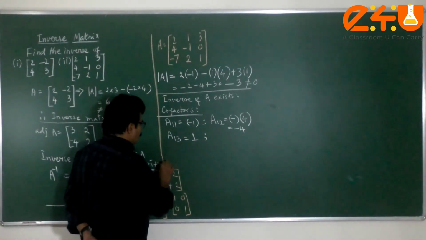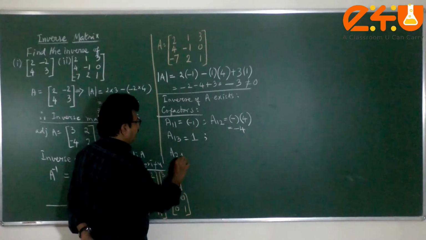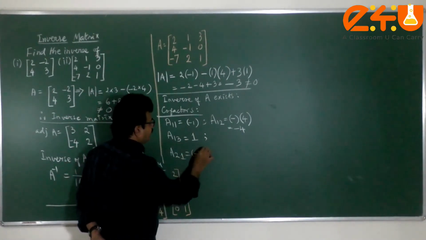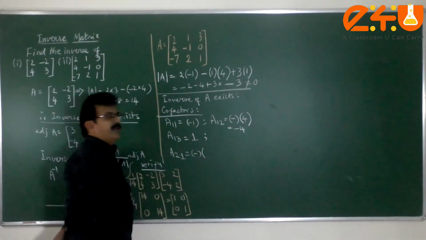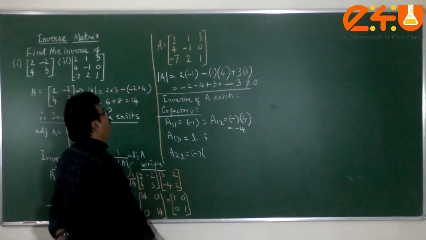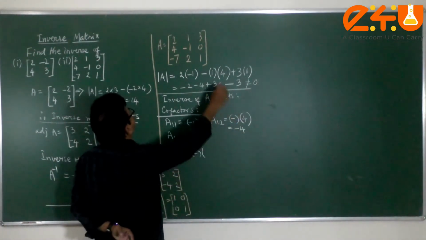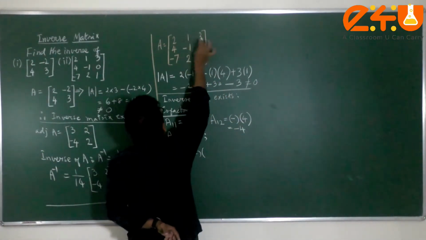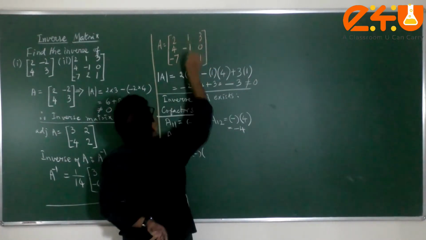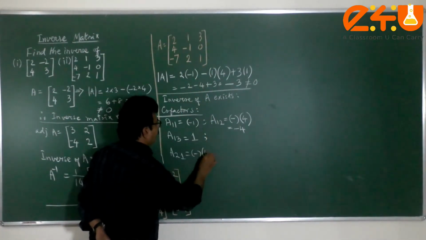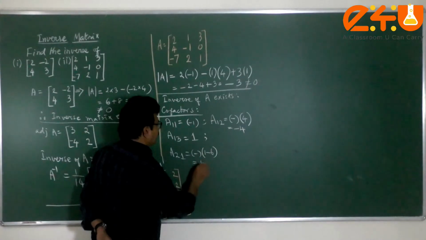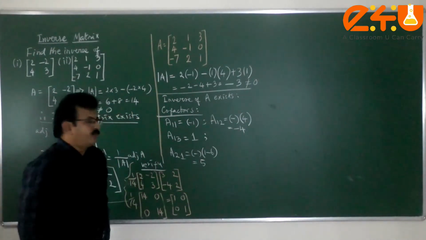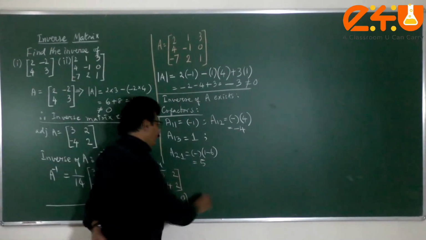And for row 2, let us start writing A21, which begins with a negative sign. Then write minor 21. Minor 21 gives the 4 elements visible: 1, 3, 2, 1. So it is 1 minus 6. So the answer is minus of minus 5, positive 5.